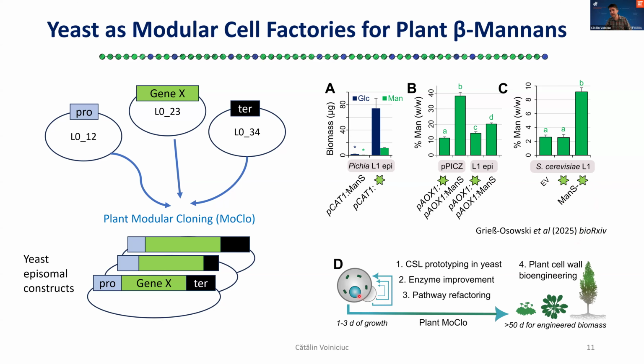So the vision is this: instead of spending a minimum of 50 days or even longer to engineer a plant, we could actually prototype our designs in yeast, where within 1 to 3 days you have sufficient polysaccharide production to detect what's happening. You could use that to improve your enzymes, even refactor the pathway, for example trying to address some of the bottlenecks, and then put the winning designs into the more time-consuming pipeline.